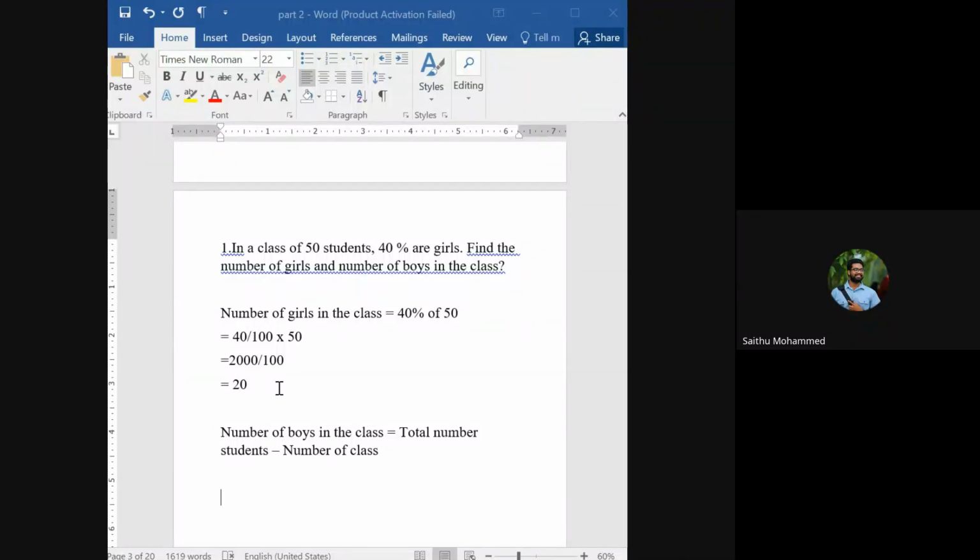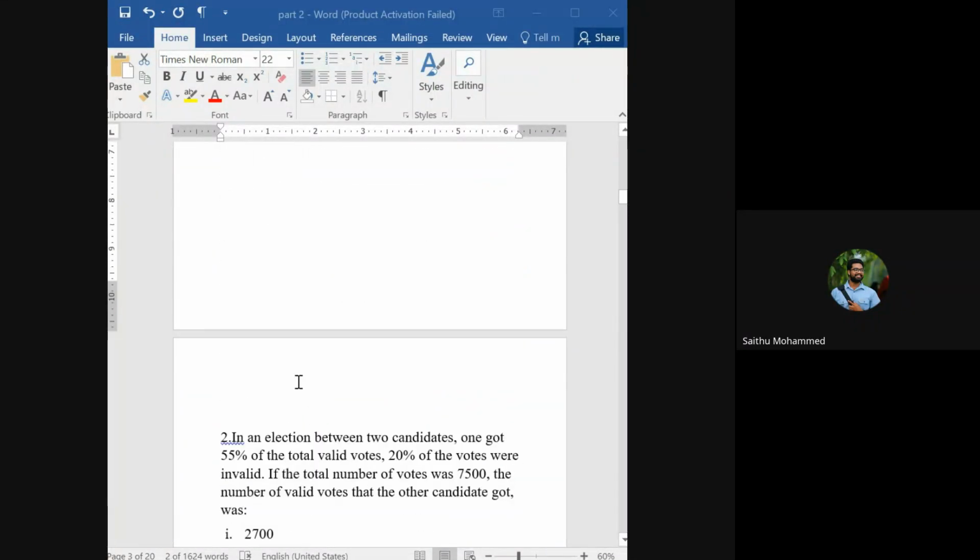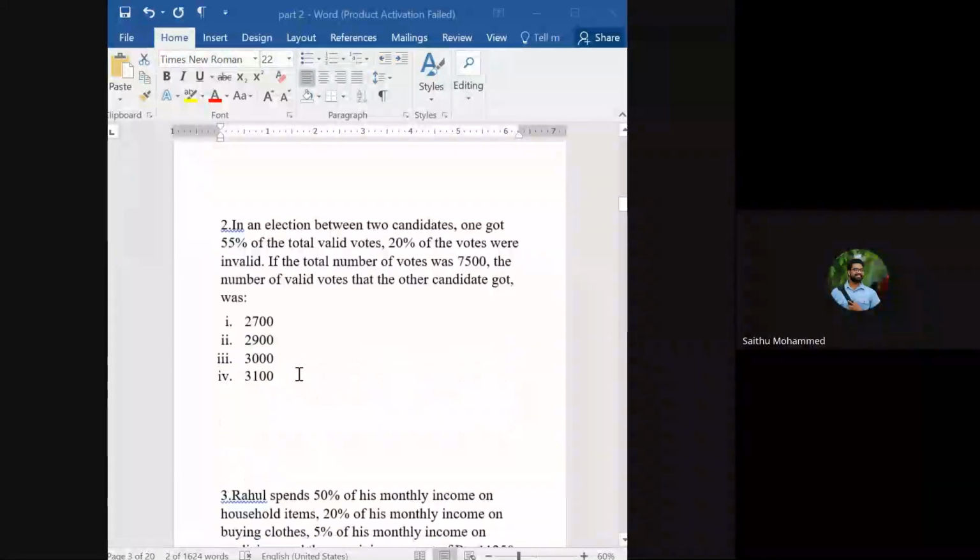So the total number of students is given in the question, which is 50, minus the number of girls, which is 20. So 50 minus 20 is nothing but 30. So the number of boys in the class is 30 and number of girls in the class is 20. This is how we will be solving a problem like this. So that was a very easy question. We will move on to the next one.